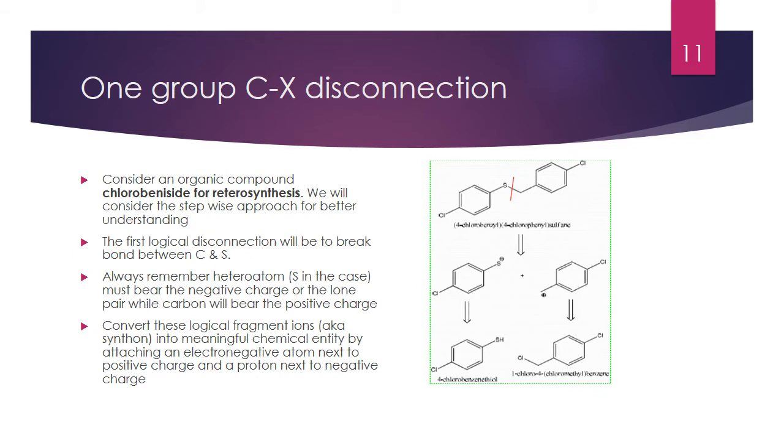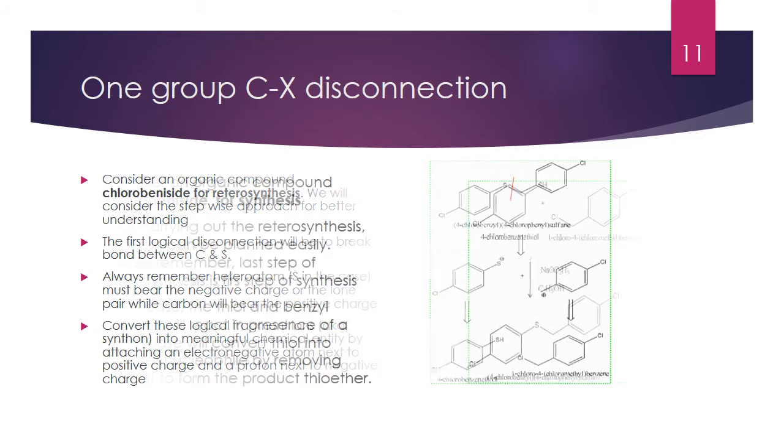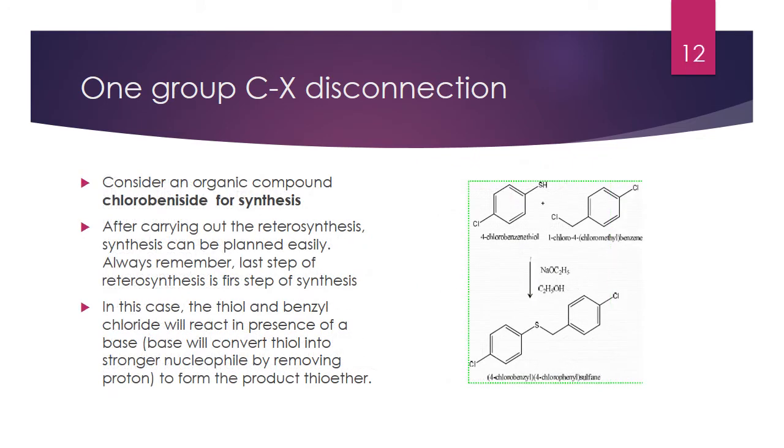If you have to carry out the synthesis, these are your reactants. Always remember, the last step of the retrosynthesis is the first step of synthesis. So these are your first reactants. By reacting thiol with this benzyl chloride, you will get the product. So this is the synthesis. The reaction can be carried out by making use of sodium ethoxide as a base in presence of ethanol. This base will pick up the proton from the SH, the thiol, converting it into a negatively charged fragment. This negatively charged fragment will attack this carbon, which is deficient because of attachment of chlorine. The chlorine will be displaced and we get a carbon-sulfur bond.